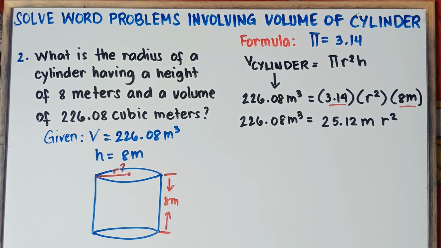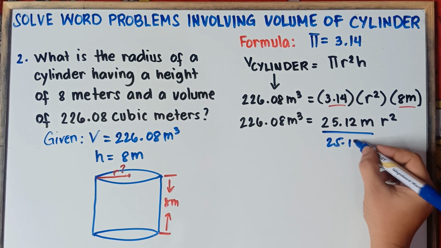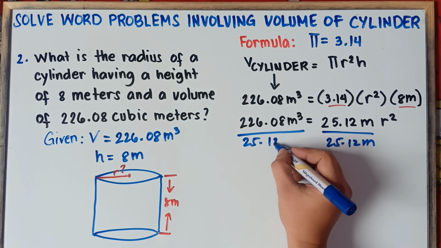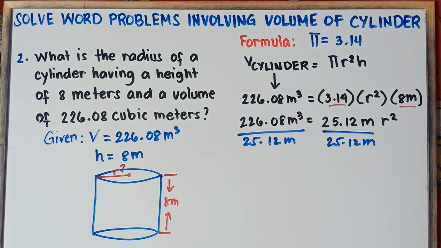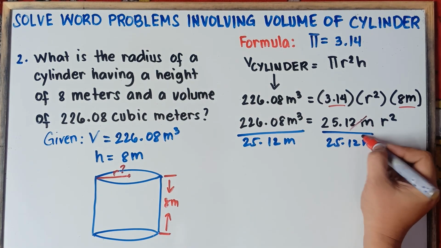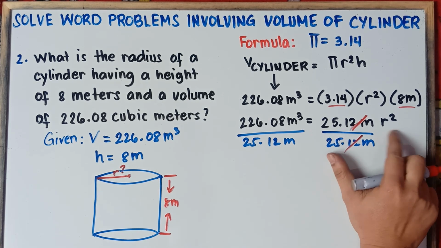Alright, now to get the value of r, you need to divide the equation by 25.12 meters on the right and left. Divide both sides by 25.12 meters. Now you will be asking, sir, why do we need to divide both sides by 25.12 meters? We need to divide both sides by 25.12 meters so that we can cancel this out, and the remaining expression on the right of this equal sign will be only r squared.